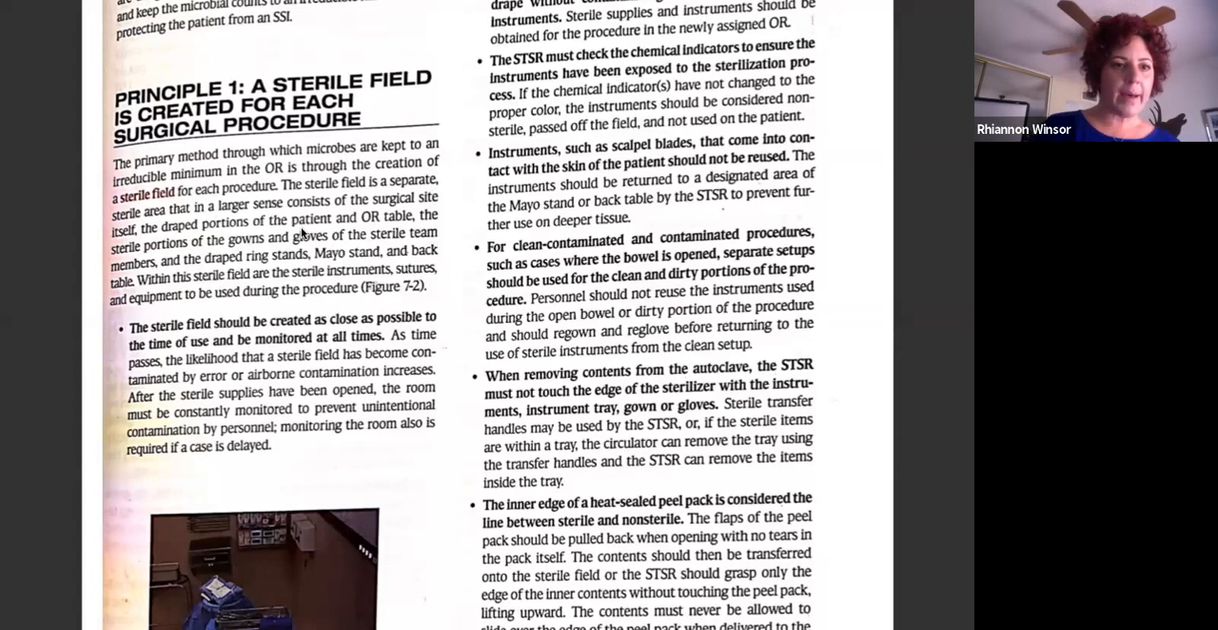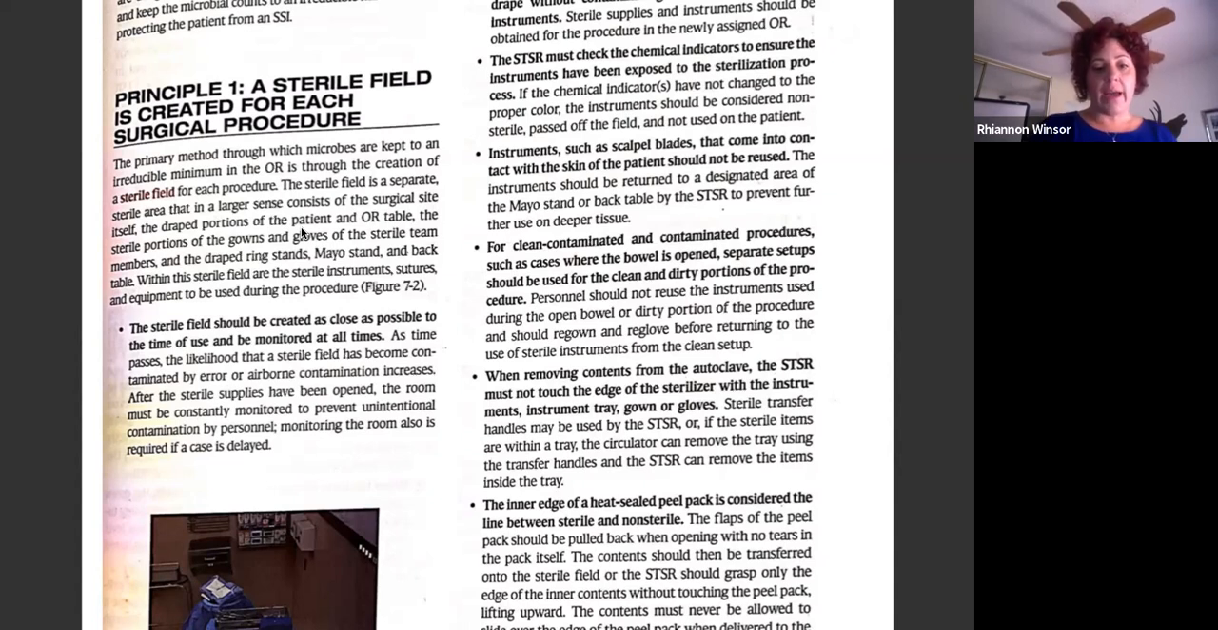Principle 1: the primary method through which microbes are kept to an irreducible minimum in the OR is through the creation of a sterile field for each procedure. The sterile field is a separate sterile area that in a larger sense consists of the surgical site itself.